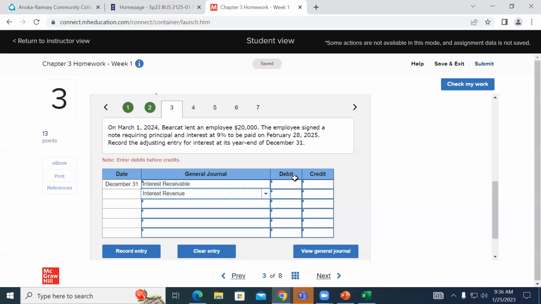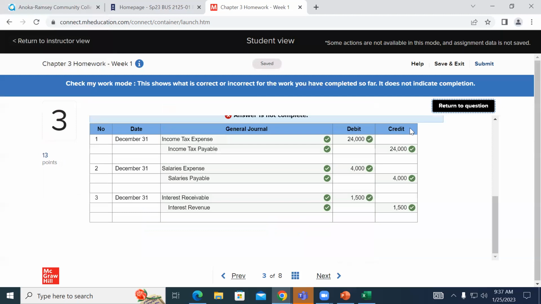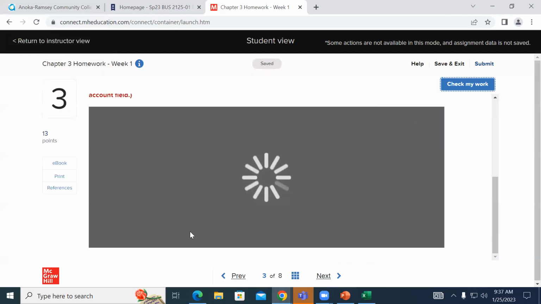How many agree? Perfect. Does anyone have a question how this was figured? That's why we're here, guys. Ask questions. Remember, you're learning. This is how we learn. So we're going to say here, interest receivable, 1,500. Interest revenue, 1,500. Okay? Got it?